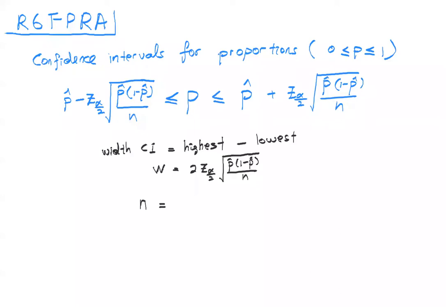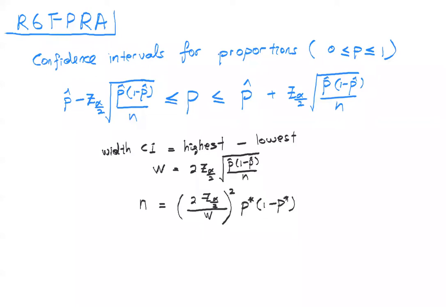So what is the one? It will be 2 times Z alpha over 2 divided by the width, the whole thing squared, times P(1 minus P). Look, in this case, we don't put P hat; the textbook puts P star times 1 minus P star. That means P can be any value. There are 3 possible values.